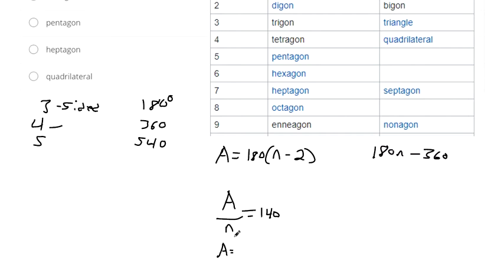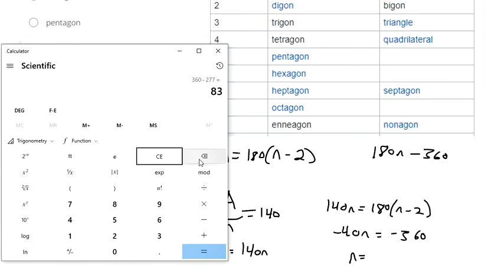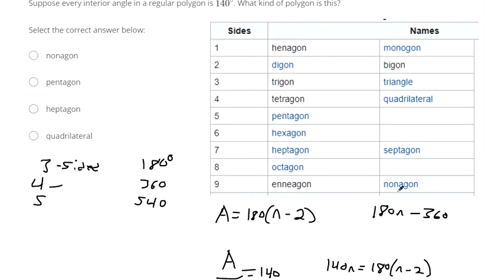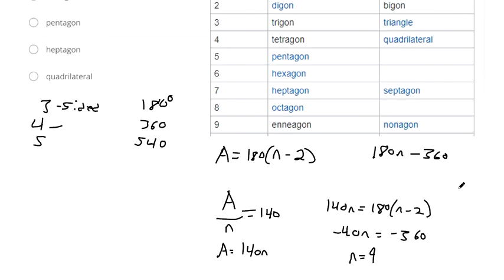get A by itself, multiply both sides of this equation by n, and then you have something to plug in for A up here. Okay, so we get 140n equals 180 times n minus 2. And then if you solve that equation, I'm doing it a little fast because there's another way I'm going to show you that probably makes more sense. 360 divided by 40 makes 9, a 9-sided figure, which would be a nonagon. Okay, according to that table.